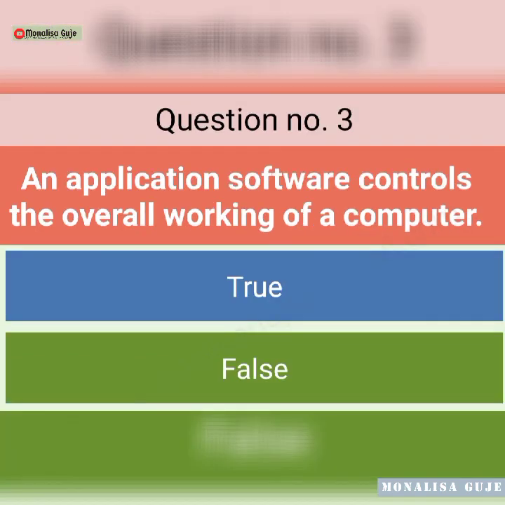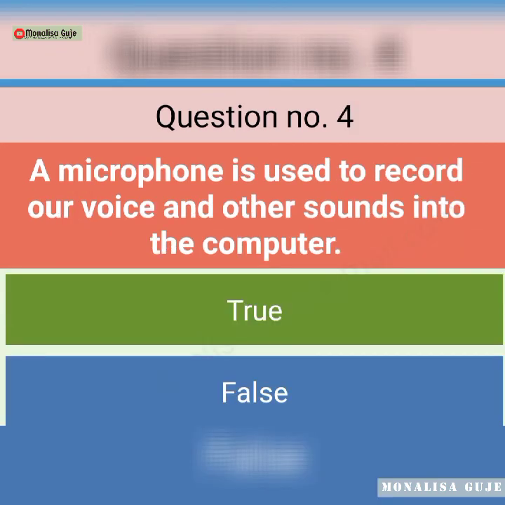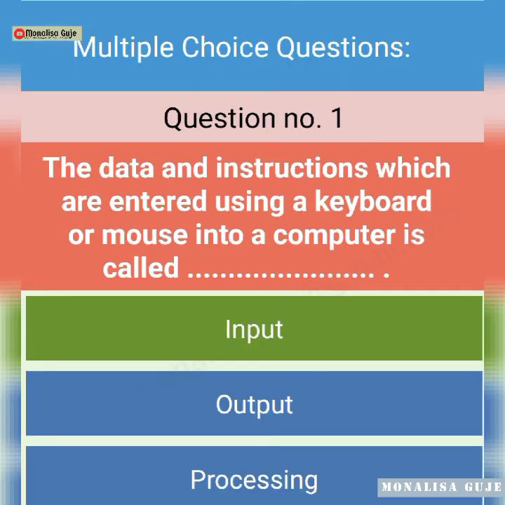Third, true or false? An application software controls the overall working of a computer. Answer is false because we know application software is just for one thing. We can use it for a particular reason. Next, fourth one, a microphone is used to record our voice and other sounds into the computer. Microphone, yes, that is true. So these are the 4 statements where you have to write true or false. Now let's move to the next exercise, multiple choice question.